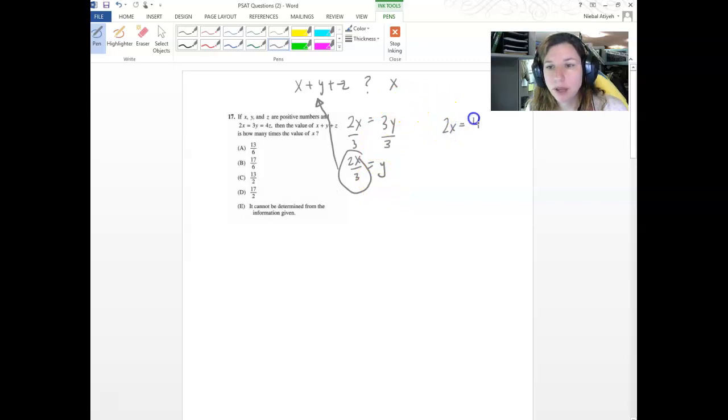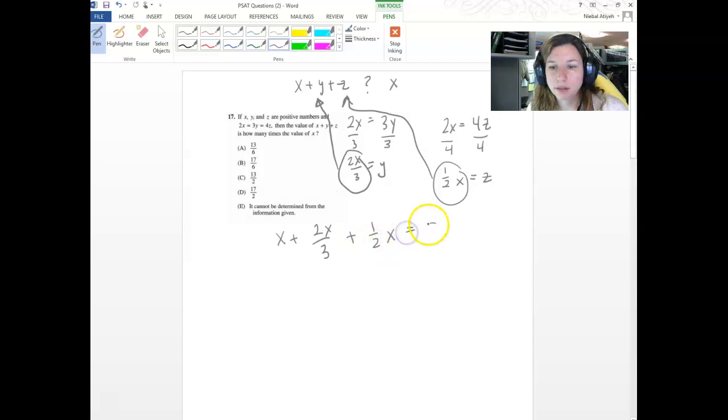And we also know that 2x equals 4z, so we're going to solve for z. And we have 1/2 x equals z, and this can be substituted here. So that'll give us x plus 2/3 x plus 1/2 x equals, not equals x, but that's going to be what we're going to compare with just the value of x. Now, in order to simplify these, we need to have a common denominator because we've got fractions here. So the common denominator here would be 6.